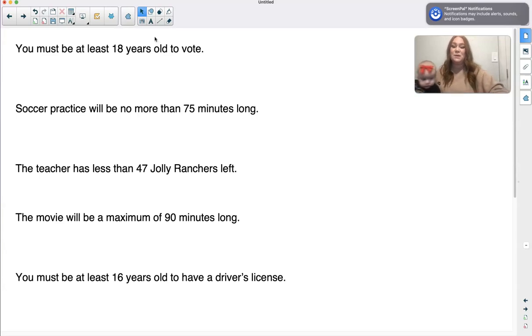So this first one says, you must be at least 18 years old to vote. I see my keywords at least, right? That's the least it can be.